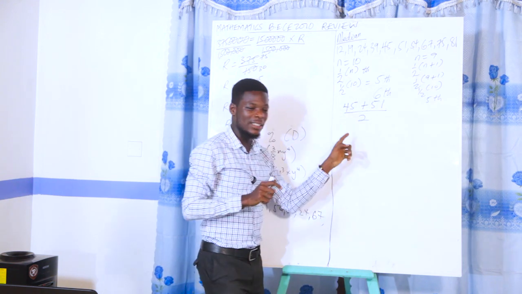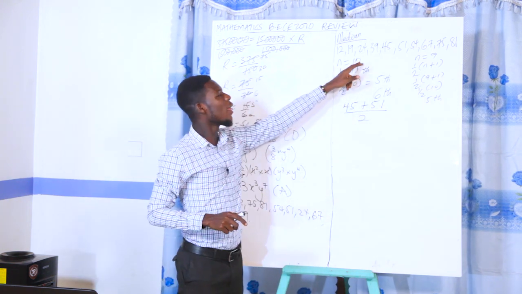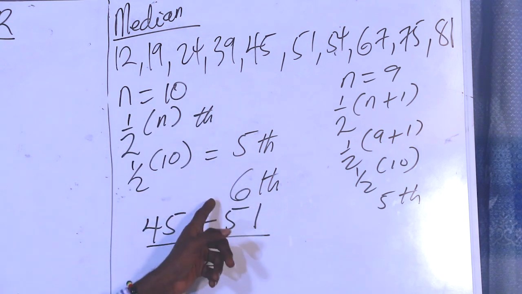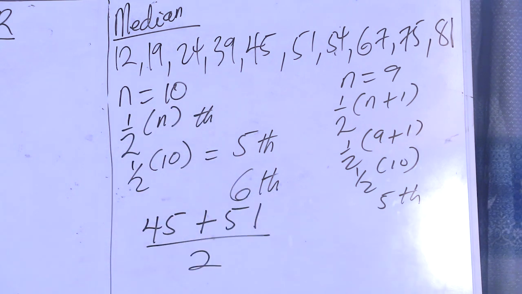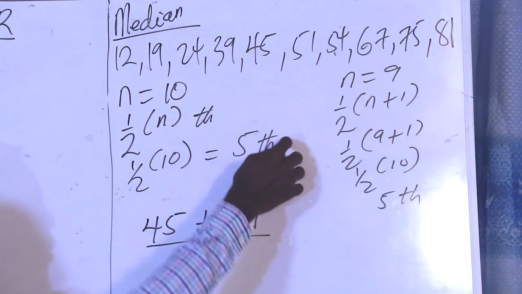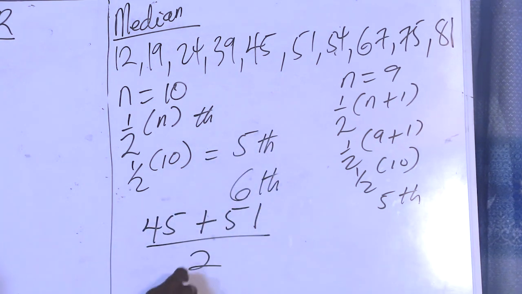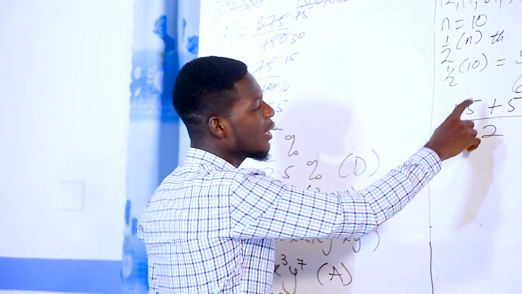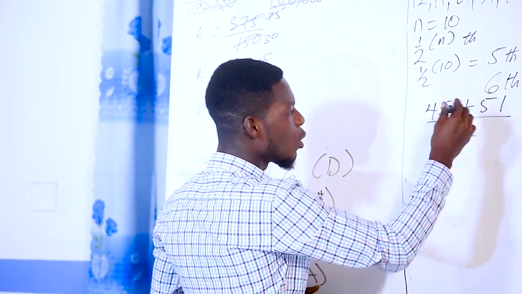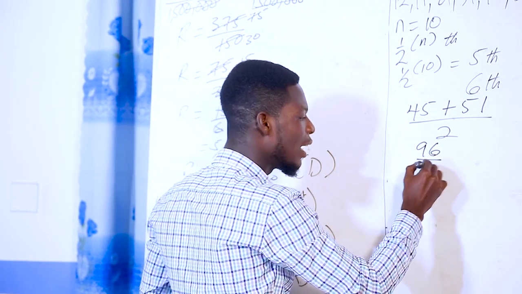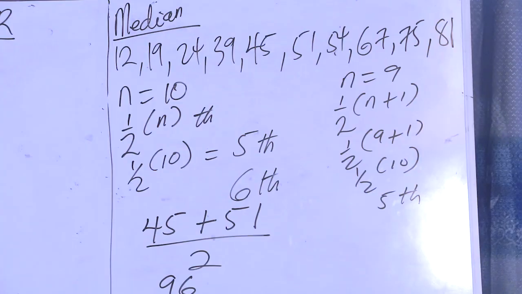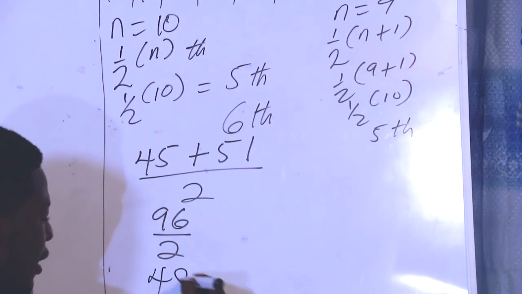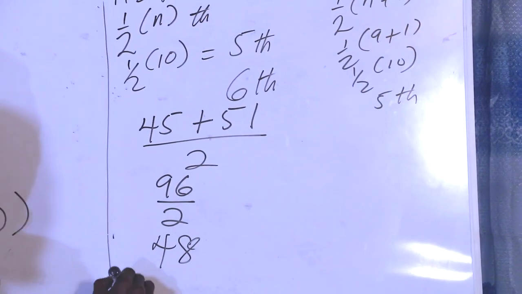But in this question, we are given 10 as the number, which is even. So when we find the position, we'll find the next position. Then we'll find the 2 values at each position and find the mean of it, which means we'll add and divide by 2. 45 plus 51 will give you 96 over 2. And 96 over 2 will give you what? 48.